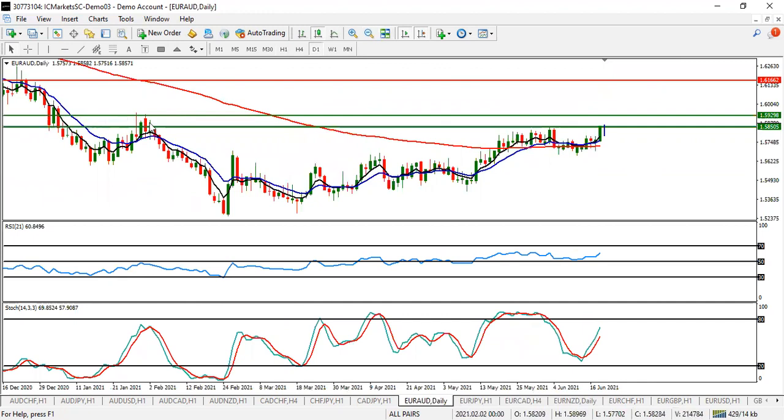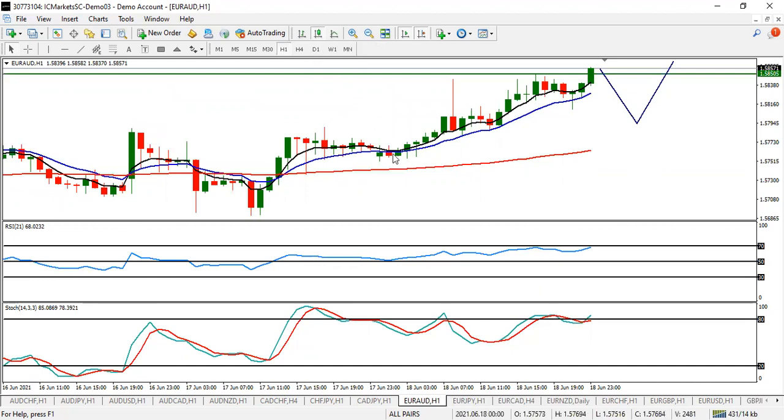Our next daily target is going to be at the upper green resistance at 1.5929. All right, so that's going to be our target. And if that level gets broken, we are heading to the upside. So Euro AUD is good for a buy. It's a strong pair. You should look for a buy.